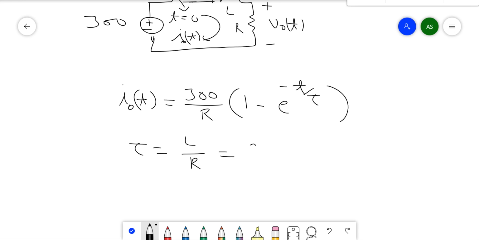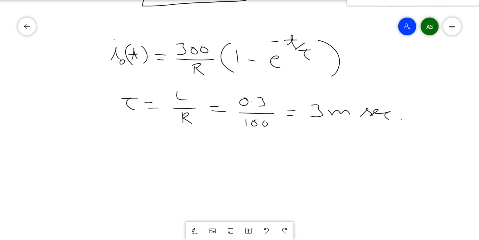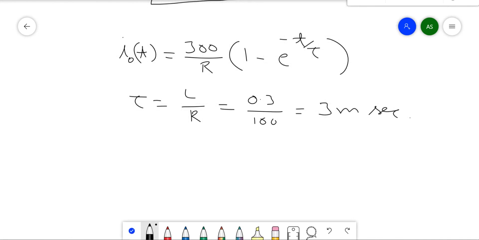So L is basically 0.3 and R is 100. So this is 3 millisecond. The time constant is 3 millisecond. And X, what is the X? X equal to I naught at t equal to pi by omega.